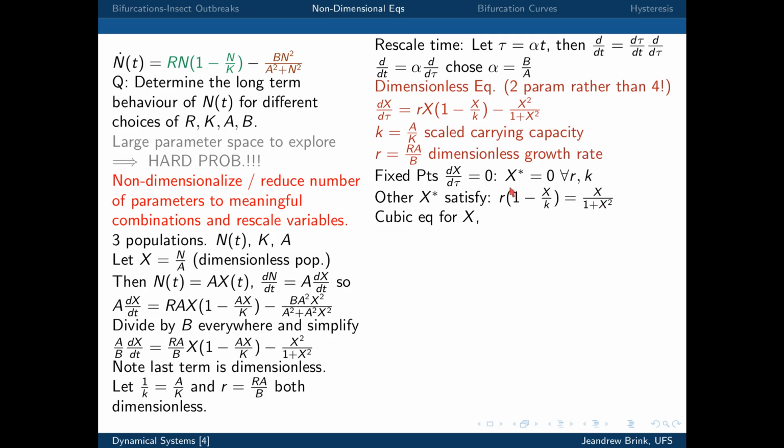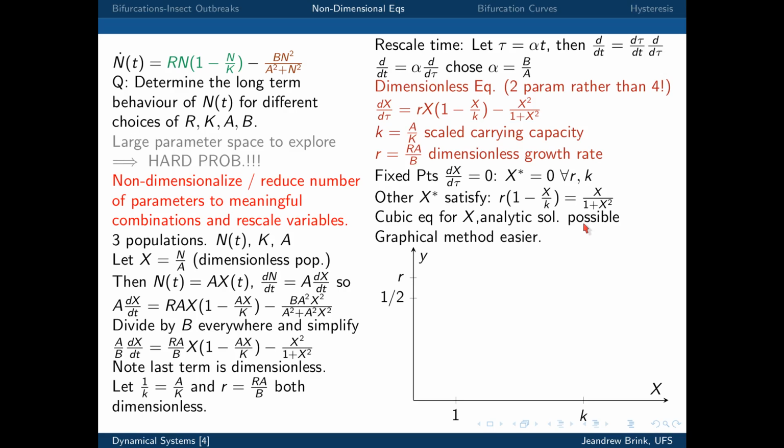Okay, this equation is actually cubic for x, right? If you multiply through both sides by 1 minus x squared, you have a cubic equation. There is an analytic way to solve it, but you will have to use a computer to actually work out the roots. What we're going to do here is once again employ a graphical method, simply because it's easier and you can very quickly get an answer.